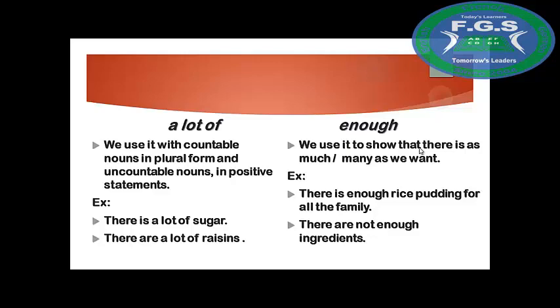I can't say there is a lot of apples. No. There are a lot of apples. I can't say there are a lot of rice. No. There are a lot of raisins. Okay? But enough, we use it to show that there is as much as we want or as many as we want.